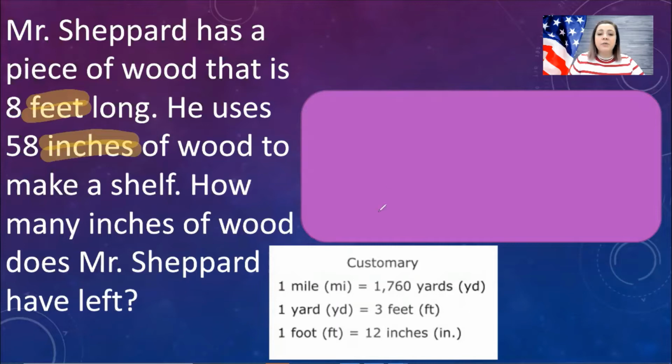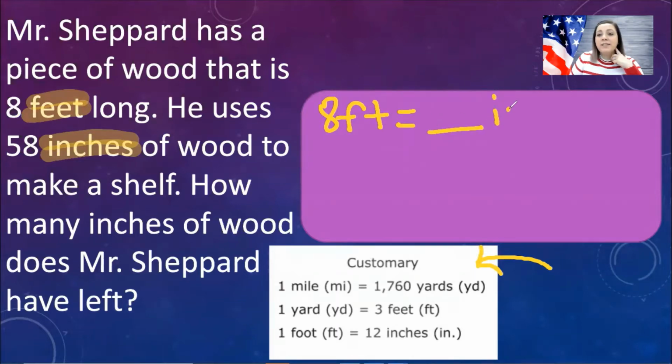So, as you see down here, we have our conversion chart, or a piece of it anyway. I took just the section about customary length and put that in here for you. So what we're going to have to do first is convert those feet into inches before we can do our calculations. So we know that we have 8 total feet. I need to determine how many inches that's equal to.